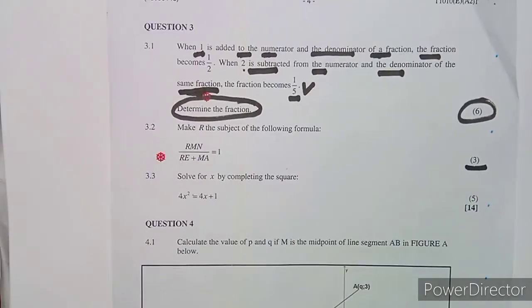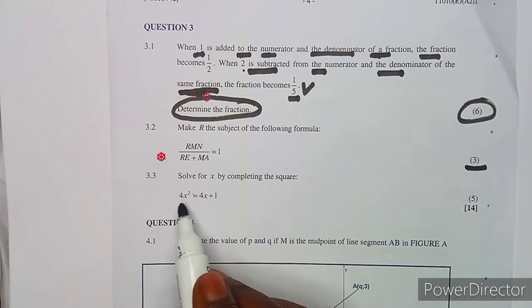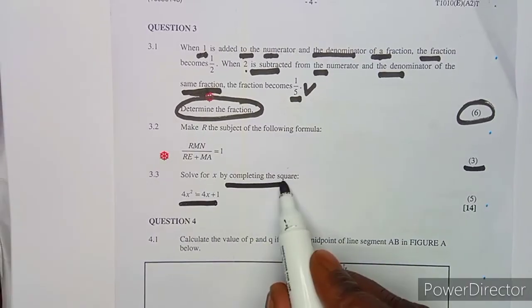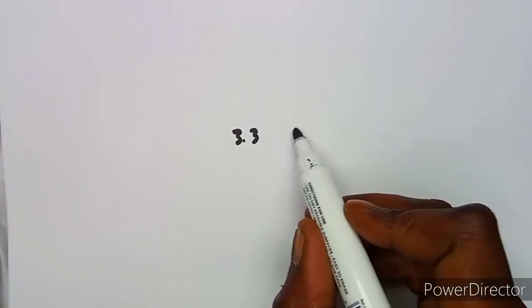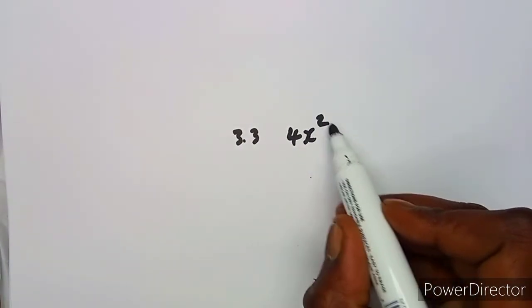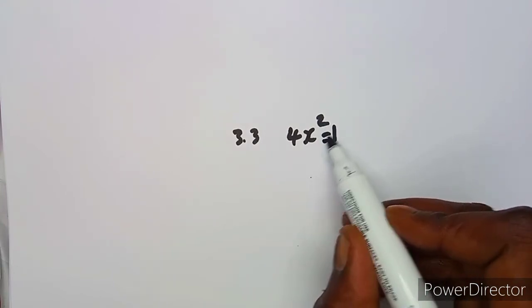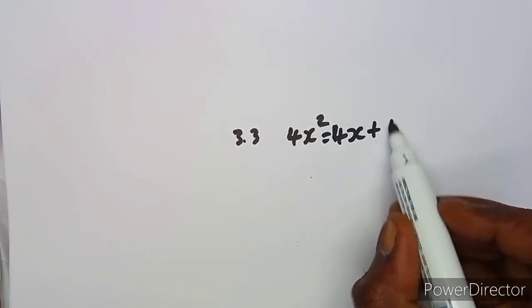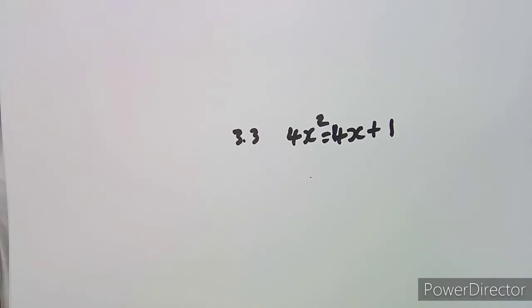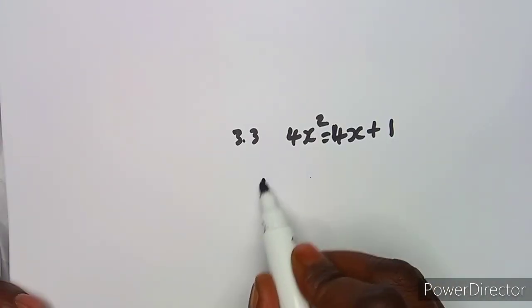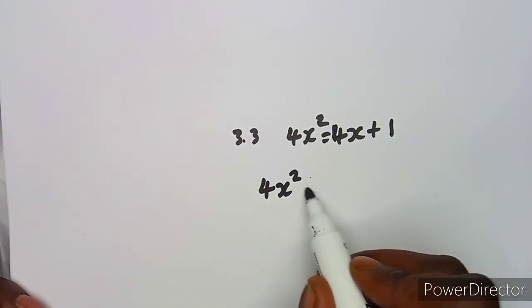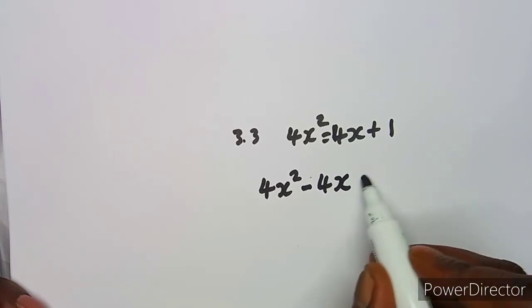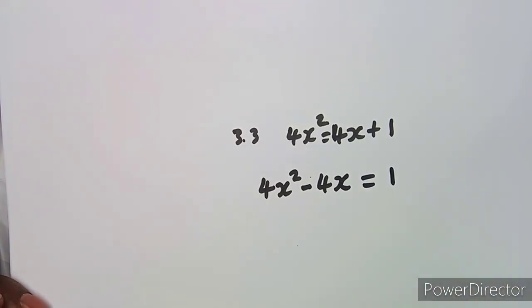All right, then another part here is to solve this equation by completing the square. So for x, using completing the square, that's 3.3. We have got 4x squared, which is equal to 4x plus 1. Remember, whenever you're working with completing the square, you have to make sure that we put the terms of x to one side of the equation. That's 4x squared minus 4x is equal to 1. That one you can just leave it there.